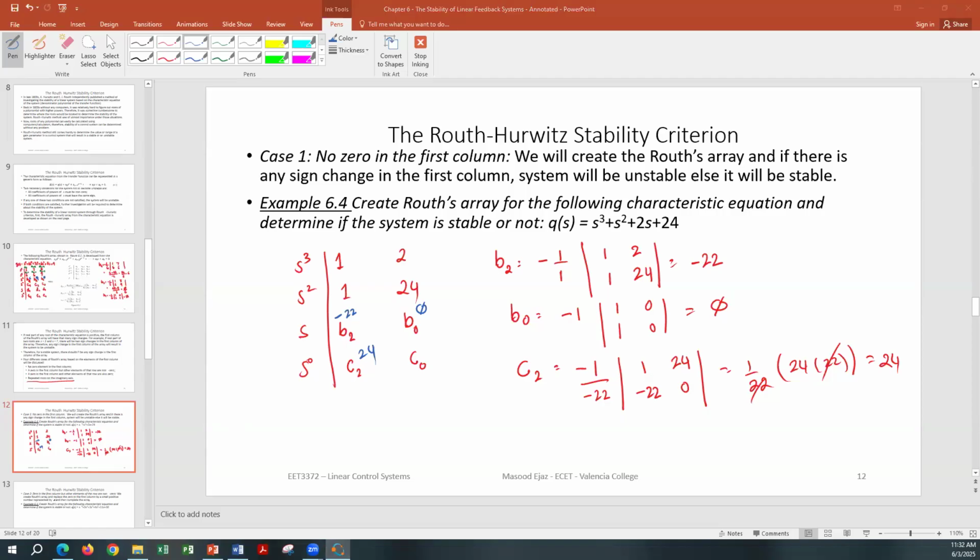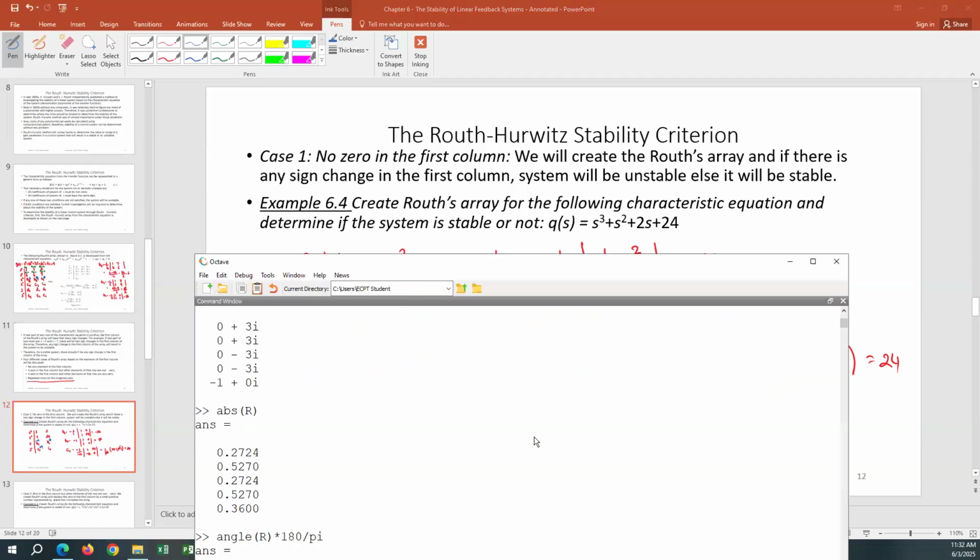So if we find the roots of this quadratic equation, (1, 1, 2, 24), you have -3, which is on the left-hand side of the S-plane, and then you have two complex conjugate roots on the right-hand side of the plane. So the system is unstable because of these two complex conjugate roots, which are on the right-hand side of the S-plane.